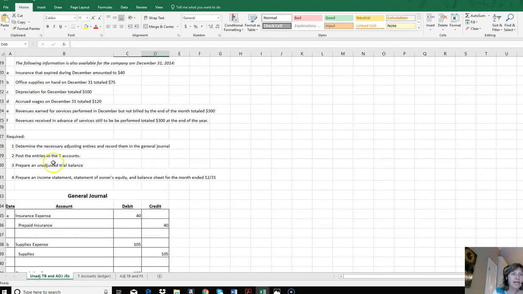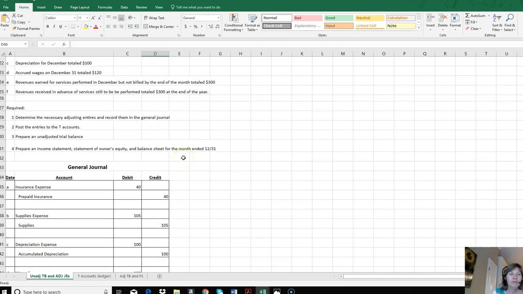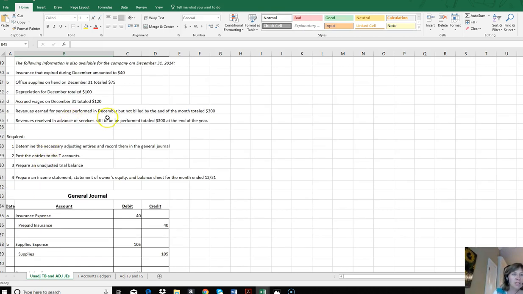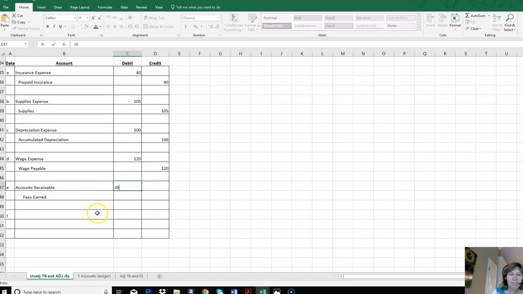All right, letter E says revenues earned for services performed in December but not billed by the end of the month total $300. So have we earned them? Yes. Have we gotten the money? No. So we're talking about accrued revenue. So we're talking about they need to pay us, so we debit accounts receivable and we credit fees earned for whatever amount they're telling us to accrue. It says that we have earned $300, but we haven't gotten paid yet. All right, so I'm going to post this, debit accounts receivable 300.